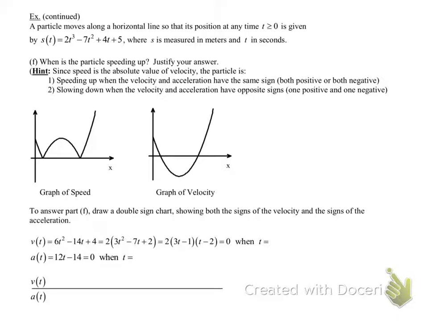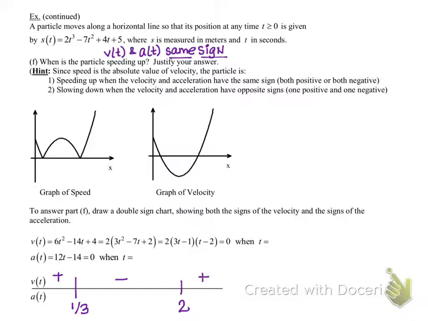Okay. The particle moves along a horizontal line so that its position at any time t greater than or equal to 0 is given by s of t equals 2t cubed minus 7t squared plus 4t plus 5, where s is measured in meters and t in seconds. When is the particle speeding up? The particle will be speeding up when v of t, the velocity, and a of t, the acceleration, have the same sign. So we're going to look for where that happens.